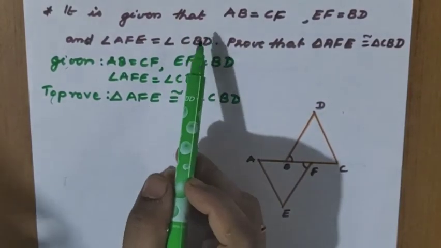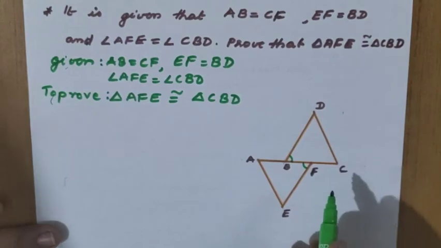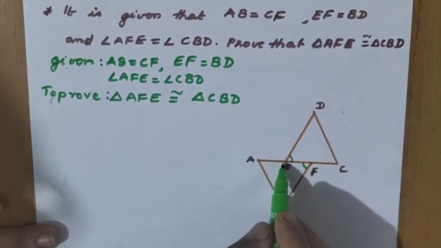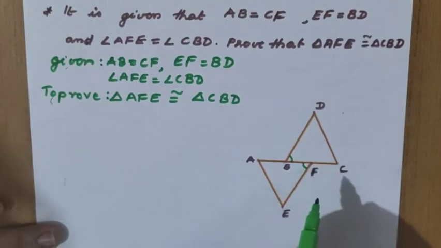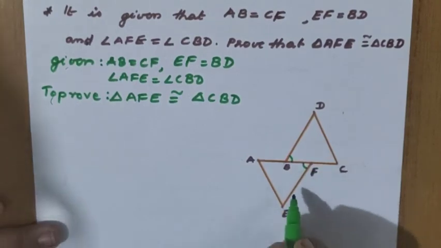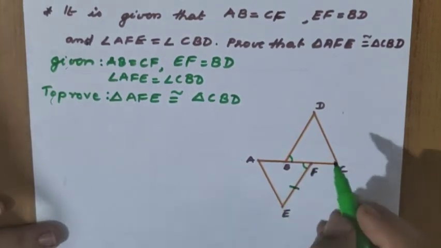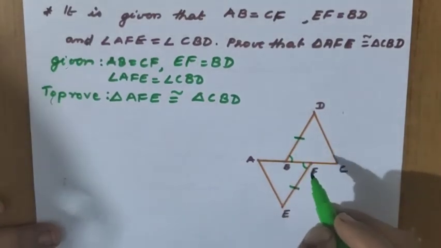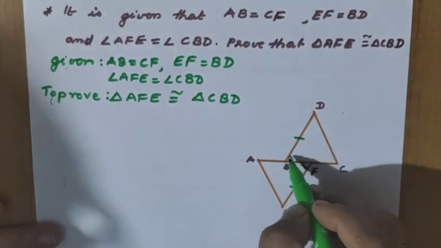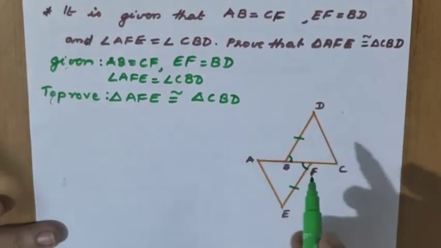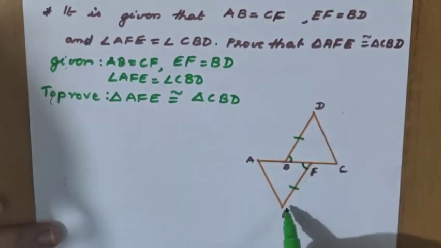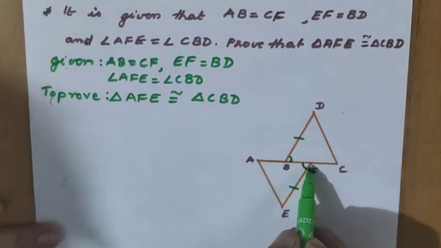Second question, it is given that AB equal to CF. AB equal to CF means this is the equal side and CF means up to here. Next, EF equal to BD, so I will mark EF equal to BD. Next, angle AFE means angle here and here also angle. Now, we have to prove that triangle AFE. AFE means the side length should be AF, right?